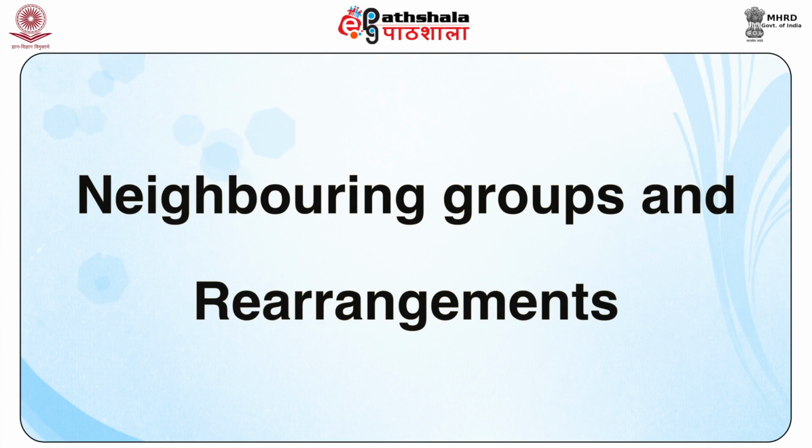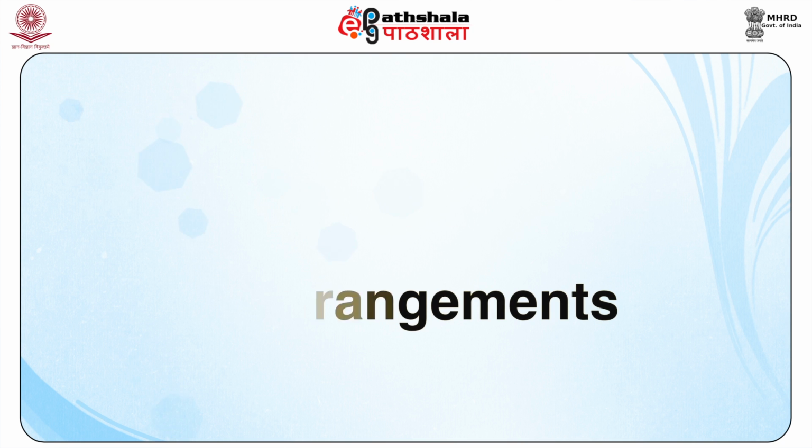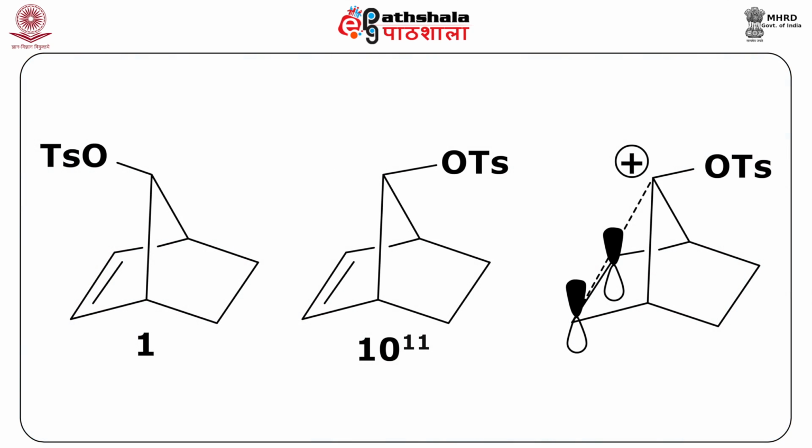Now let us study neighboring groups and rearrangements. I would like to take some case studies here, students. Case 1. The exo bicyclic tosylate undergoes solvolysis 10^11 times faster than the endo isomer. This happens because the pi bond assists the formation of the carbocation, and the assistance is much better from the backside of the tosyl group. Now you can see how from the backside the NGP is much more favored.